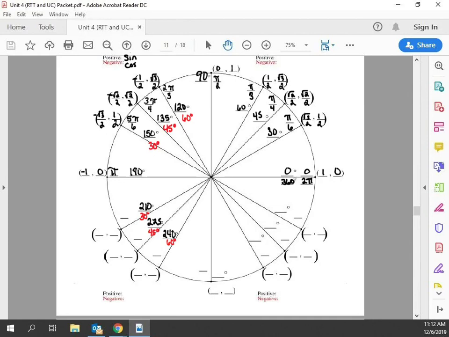Well, what is 30 degrees in radians again, guys? Pi over 6. And now I'm going to add 1. Take the denominator and add 1. What's 45 degrees in radians?